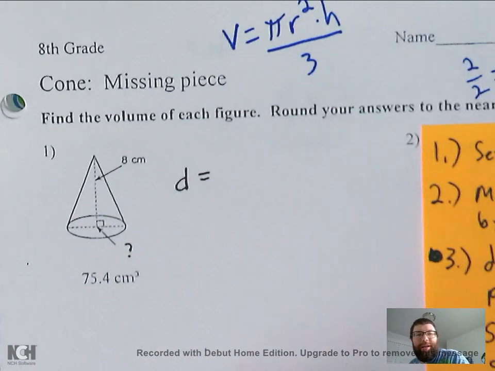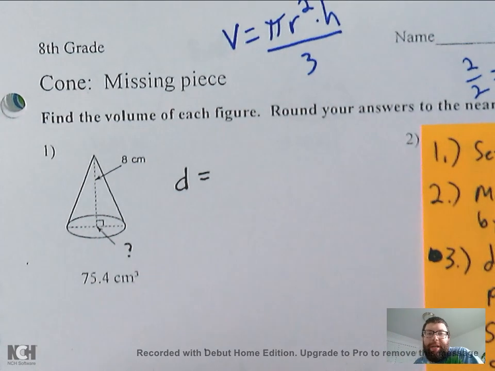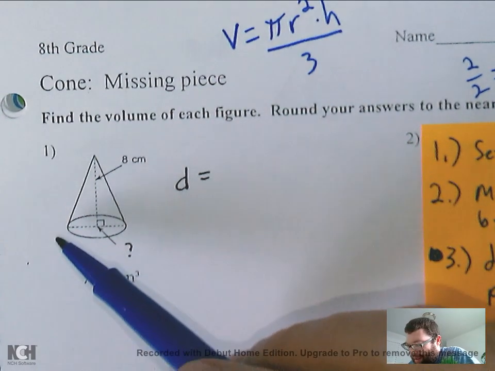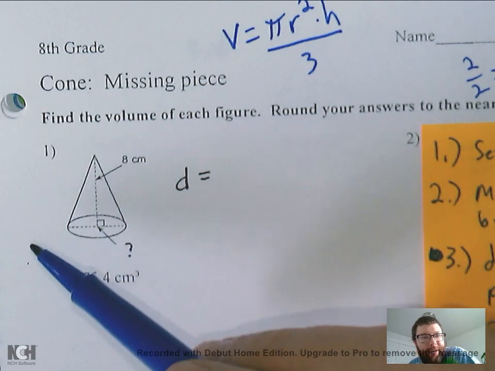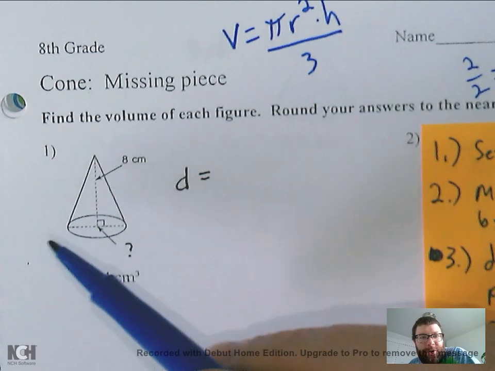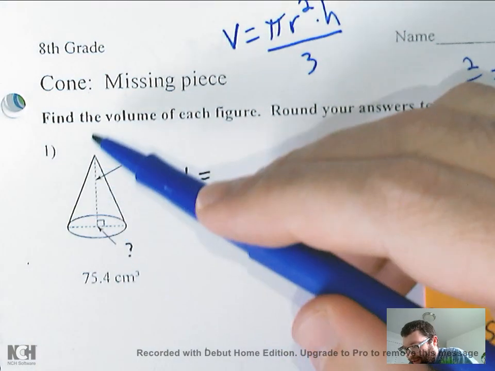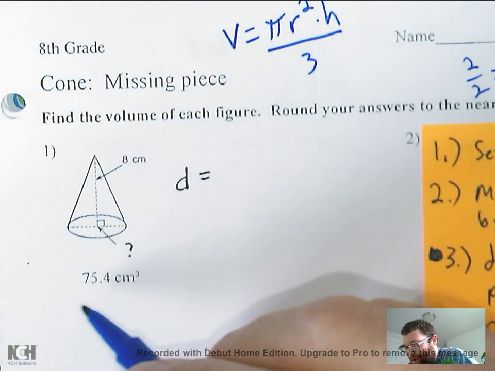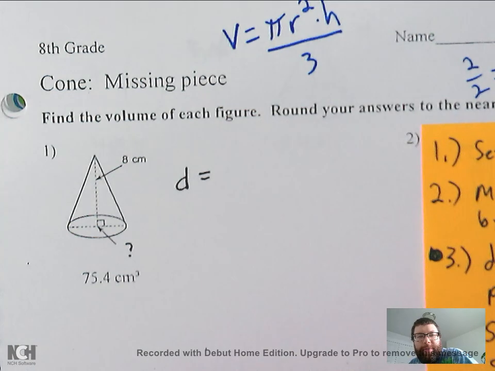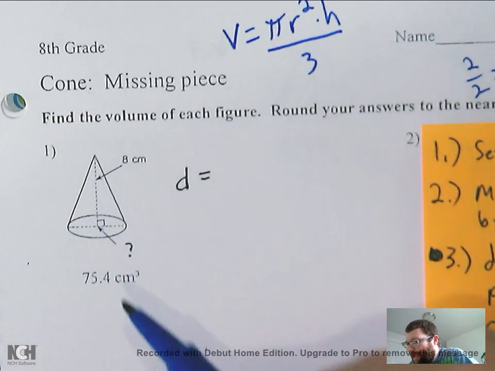So let's actually start with a diameter problem here. Diameter is this fun little line right here. It goes across the circle, hits both sides, going through the center. This would be the height, 8 centimeters. This is the volume, 75.4. I want to figure out this diameter.